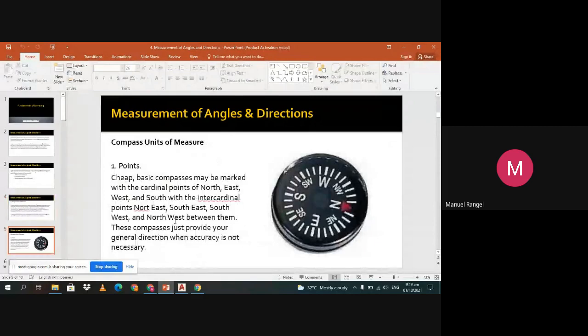So one example of this unit is the points. So basically the compass may be marked with the cardinal points of north, east, west, and south. So I think you are familiar with these directions when we say north, east, west, south. Where the direction points, no? Then there's also the northeast, southeast, southwest, and northwest, between them. So these compasses just provide your general direction when accuracy is not necessary. For small scale surveys that are not very technical.